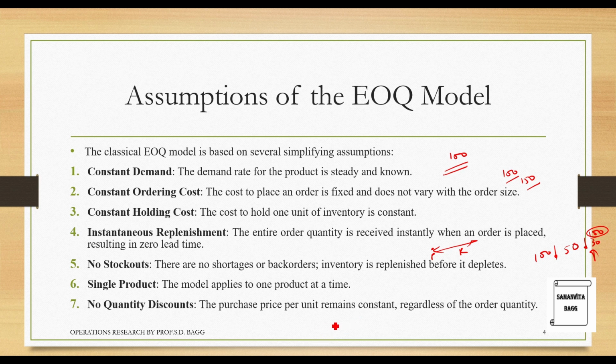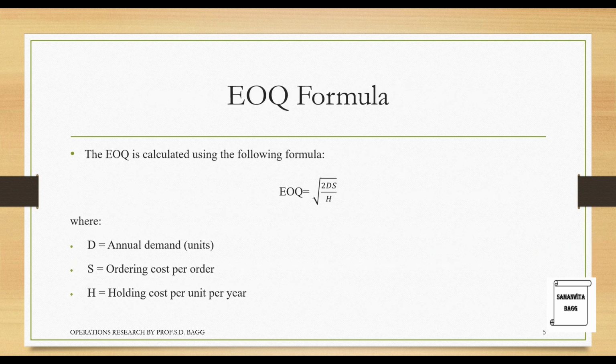Single product, the model applies to one product at a time. So it could be a particular product, say a soap, or maybe you're manufacturing towels or some water bottles, whatever it is, but there will be only one product at a time in the shop floor. No quantity discounts, the purchase price per unit remains constant regardless of the order quantity. So whatever order you have made, you will get it at the set price. There will be no discounts made. Because when you talk about discounts, there are different models for it.